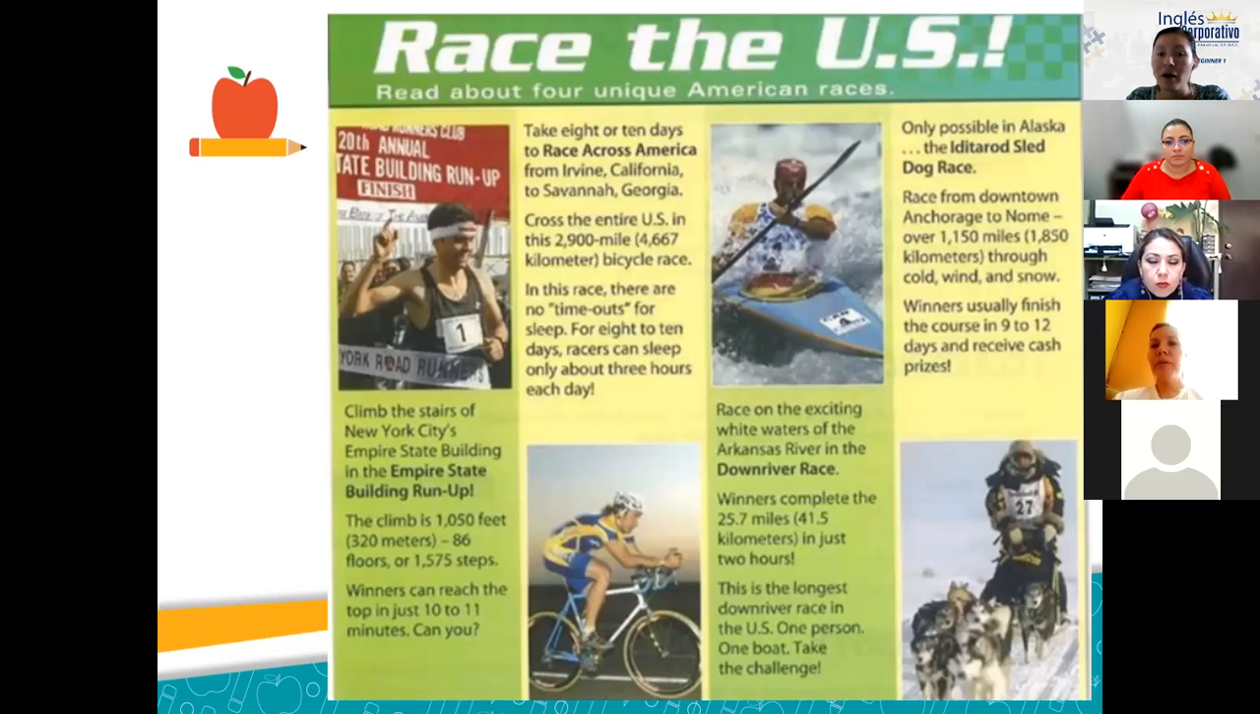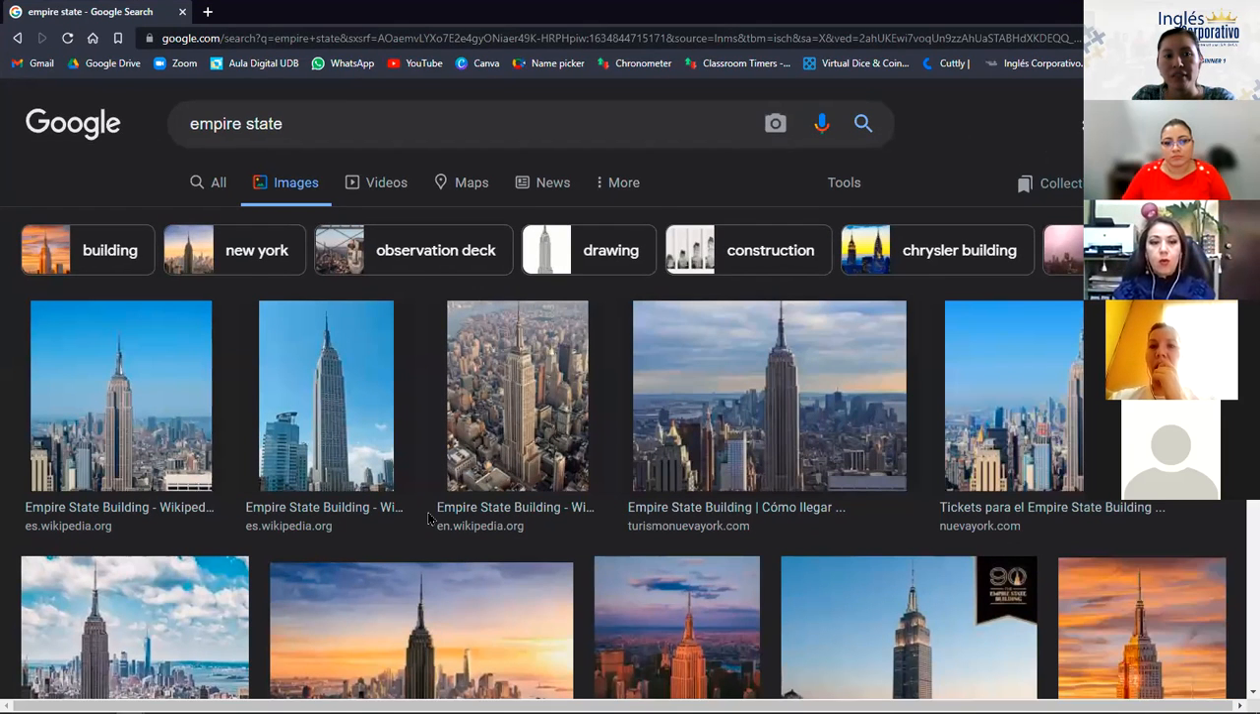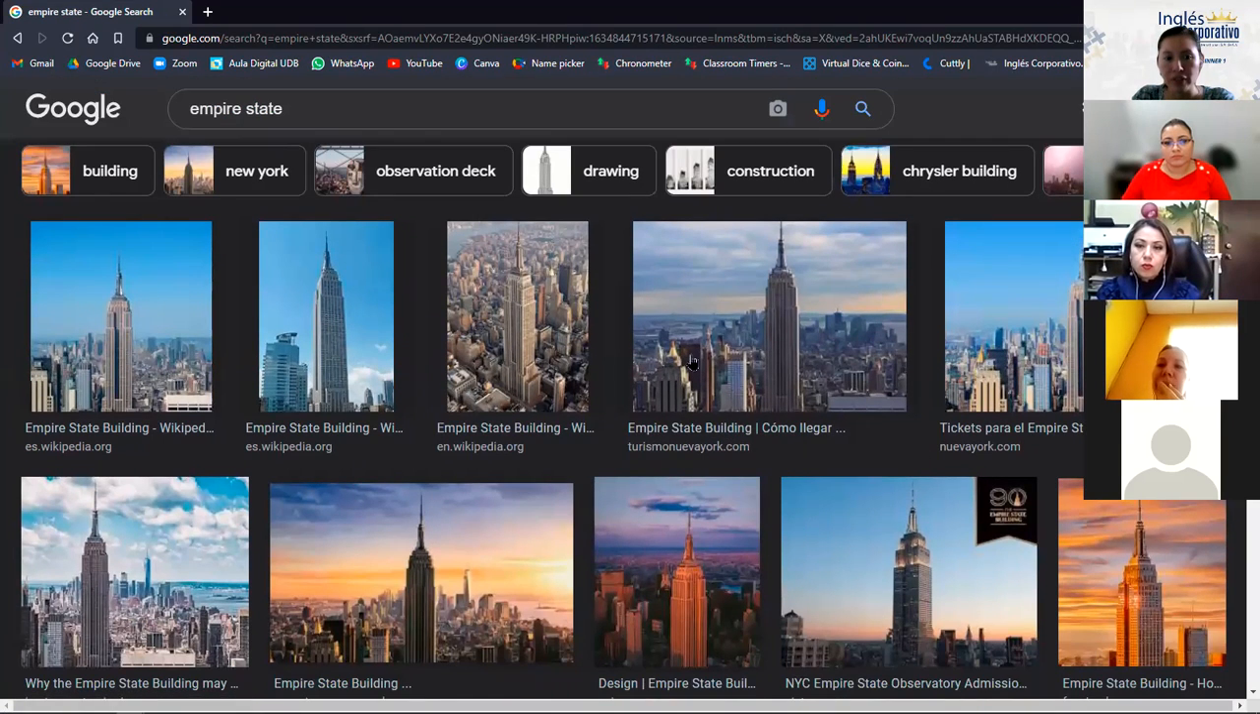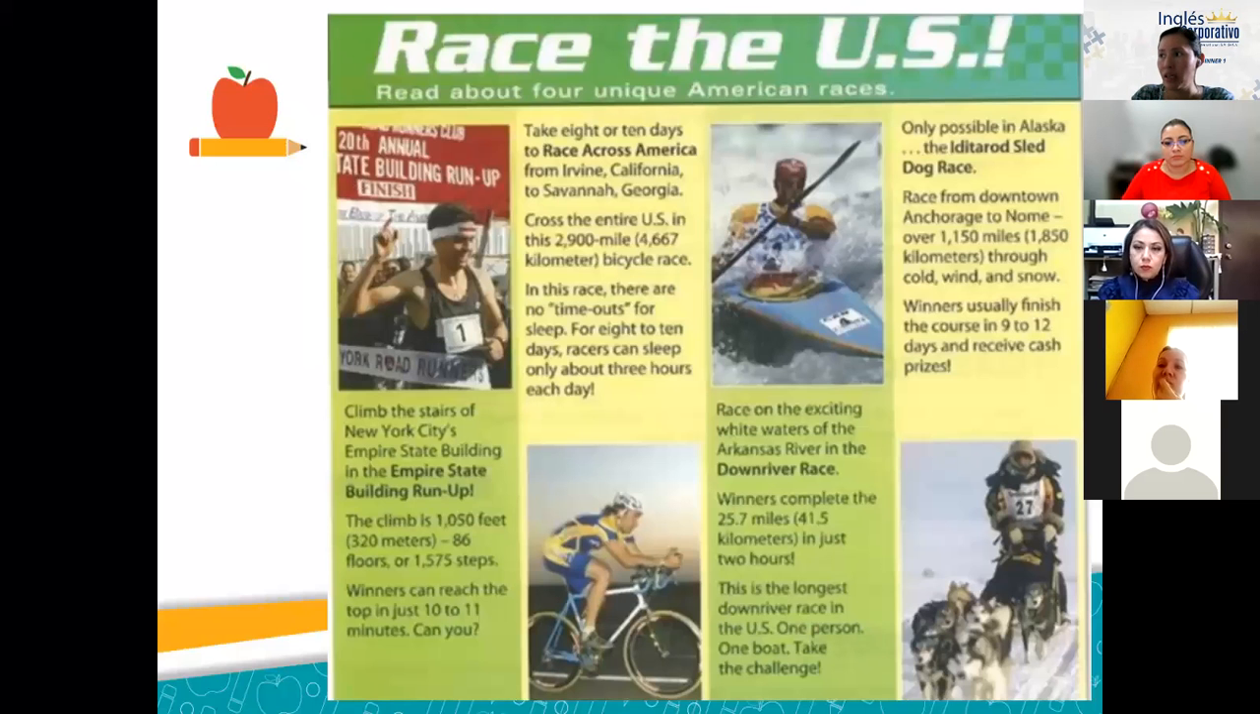Empire, teacher. Empire. It's the name of a building. Es así se llama, el Empire State, ¿right? Es un edificio bien famoso en Estados Unidos. Vamos a ver si encontramos una foto. It's this one. It's the Empire State. It's a very famous building in the United States. Okay, any other questions?